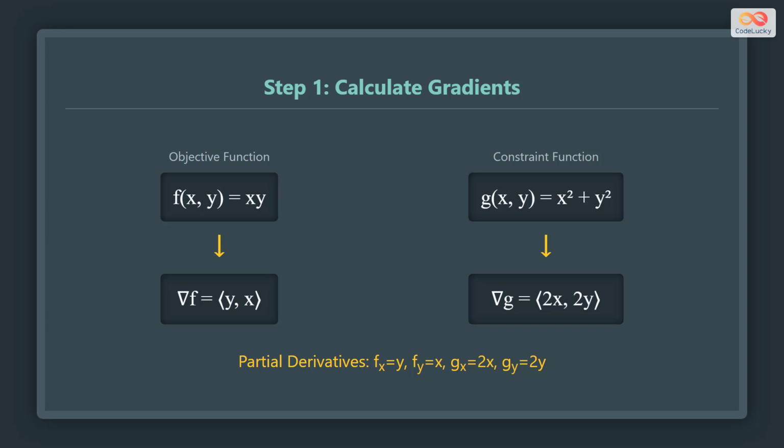First, we find our partial derivatives. For f equals xy, the derivative with respect to x is y, and with respect to y is x, so the gradient of f is the vector y comma x. For our circle constraint g, the derivatives are 2x and 2y, giving us the gradient vector 2x, 2y.